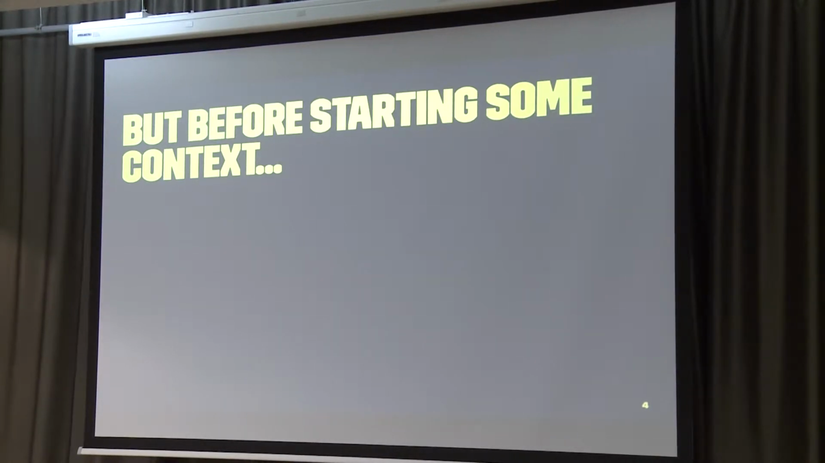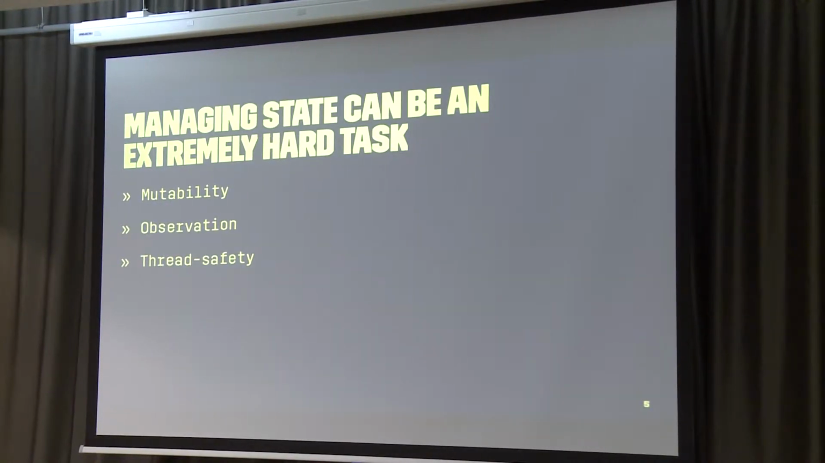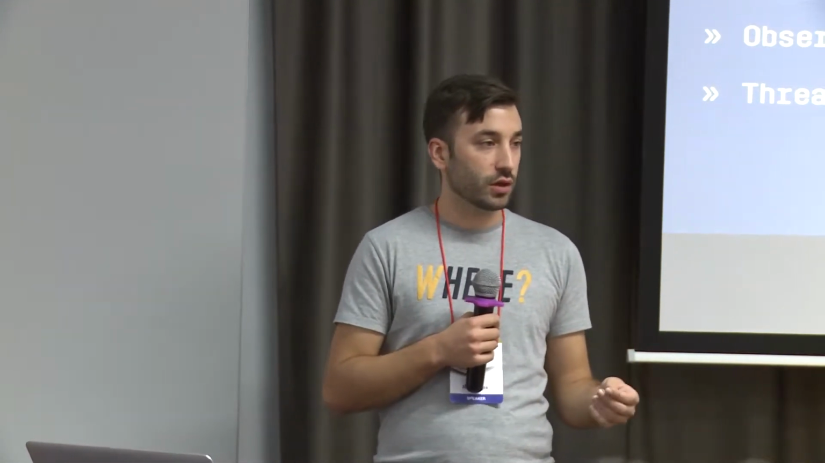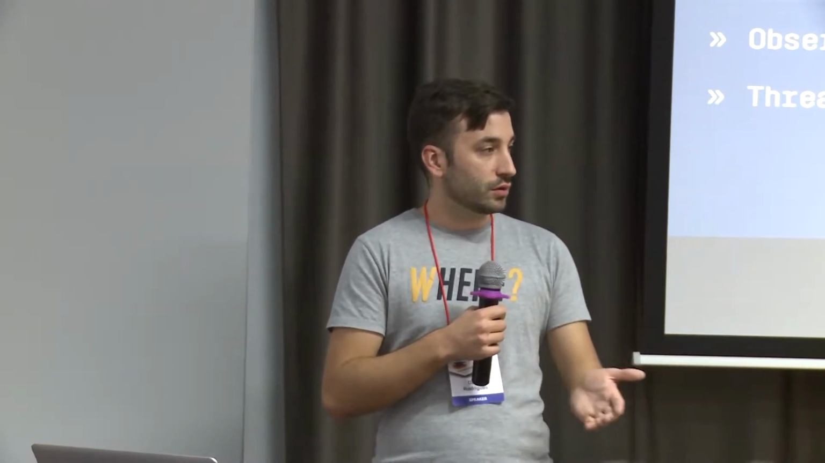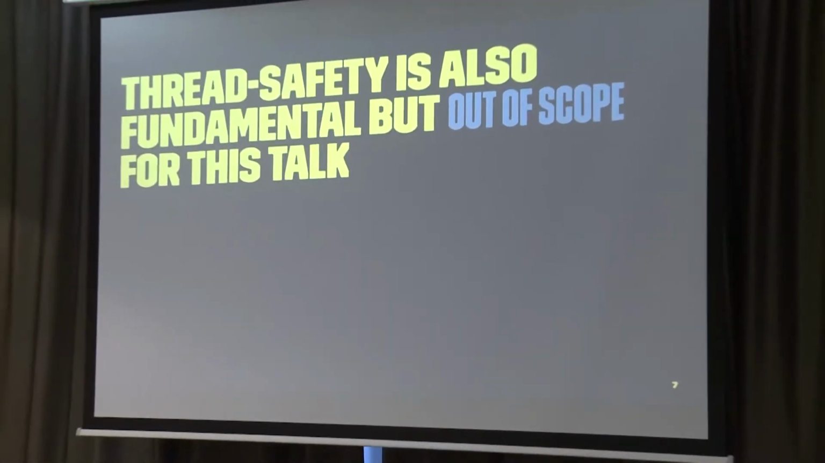I mean, almost every app has at least sign up and sign in. So it's quite common to have something like this. But before we start, I will give some context. Managing state can really be a hard task because there are multiple concepts involved: mutation, observation, thread safety. I think everyone agrees that it's not easy to manage state, especially when you have many states, like first name, last name, email, password, and you need, for example, to check if everything is valid or not. So it's quite hard. To build a form, we are really interested in mutability and observation today. Thread safety is really fundamental as well, but out of scope for today.